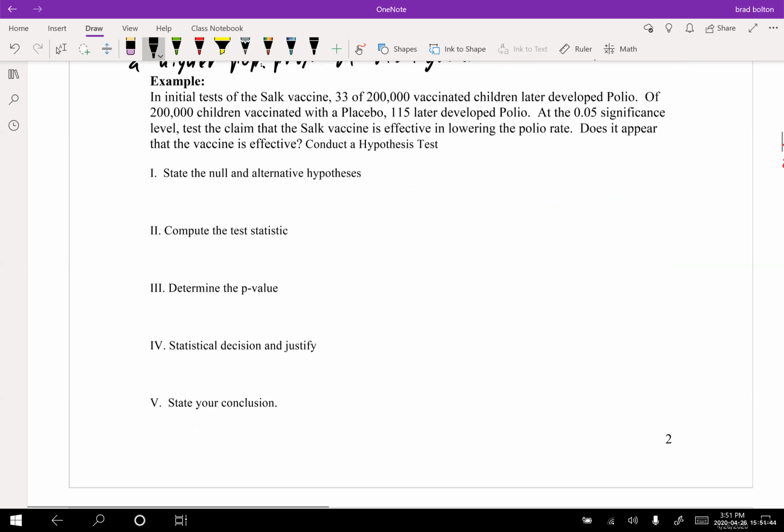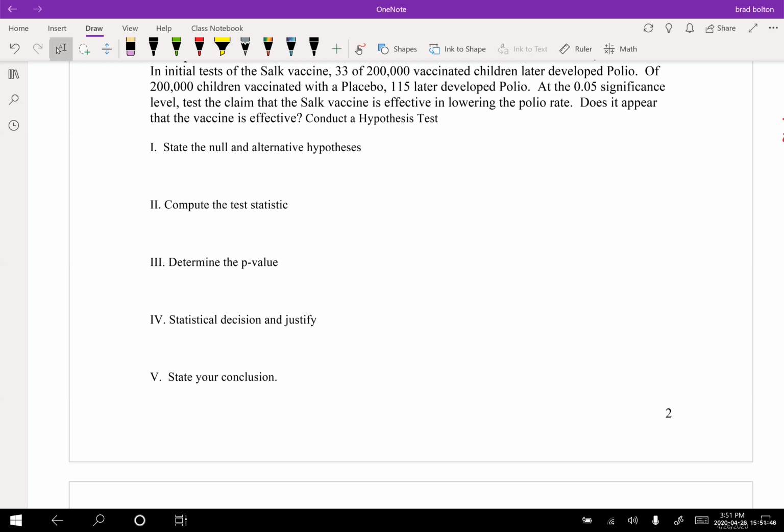So you guys take a minute, let's write this one down. So pause the video, okay? Or maybe I'll read it first. So the initial test of Salk vaccine, 33 out of 200,000 vaccinated children later developed polio. Of the 200,000 children vaccinated with a placebo, meaning not the real thing, 115 later developed polio. At a significance level of 5% or 0.05, test the claim that the Salk vaccine is effective in lowering the polio rate. Does it appear that the vaccine is effective?